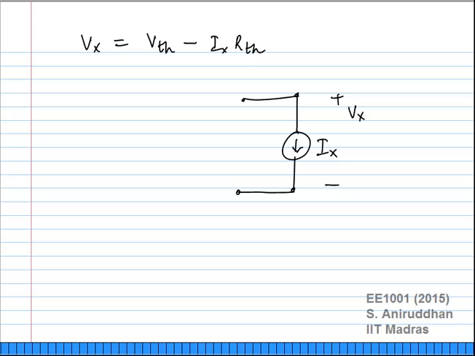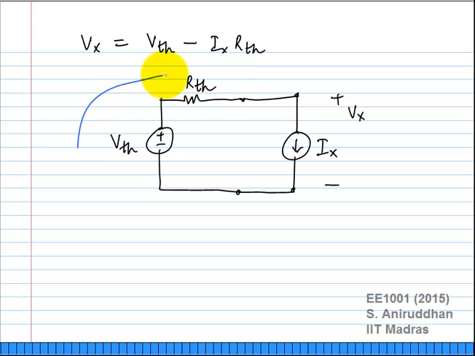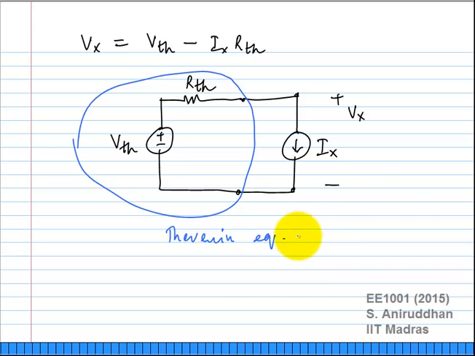Okay, a voltage source. And what else? A resistance. So what is the value of the voltage source? What is the value of the resistance? RTH. Okay. So the network N can be replaced by just a simple series combination of the Thevenin voltage source and the Thevenin resistance. Okay, and this is called the Thevenin equivalent of N.